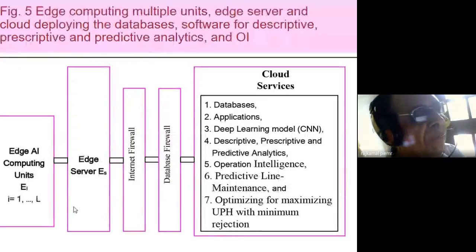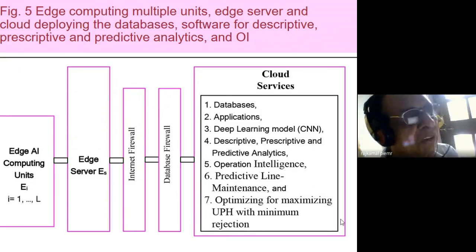Now let us come to cloud services. In the cloud services, we have a database. This is the connectivity of the edge AI units. They are connected to the edge server. They are connected to the database firewall, internet firewall, and then here I have the cloud services. What are the cloud services?